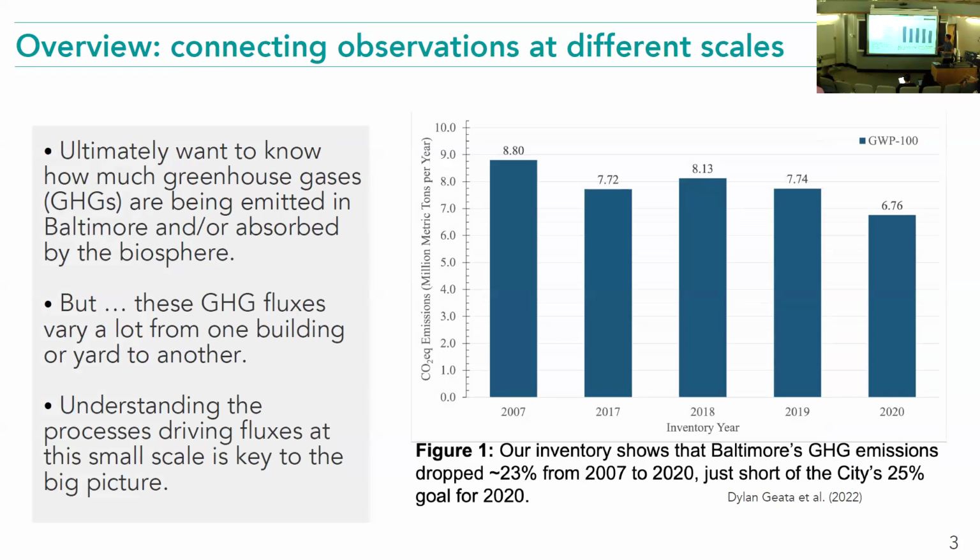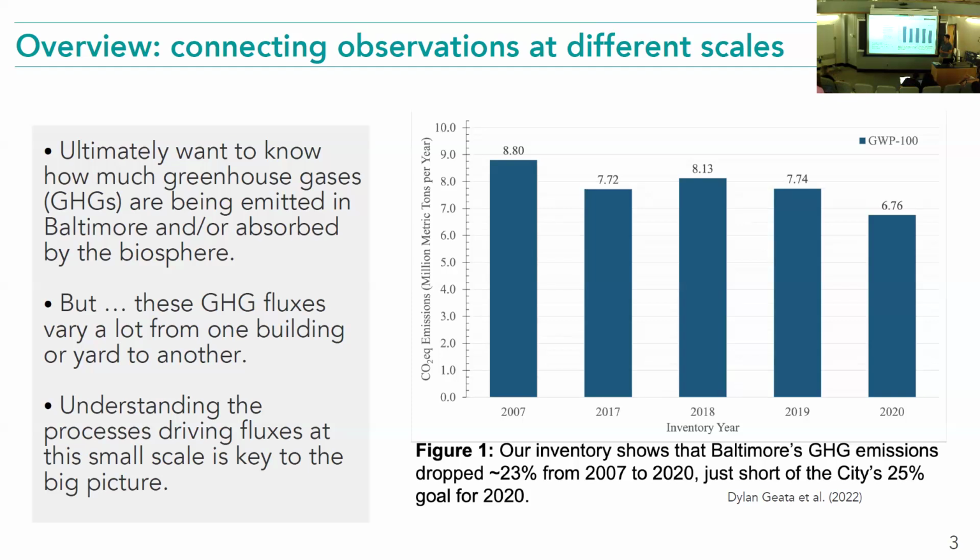across Baltimore. And over here on the right is an emissions inventory that Dylan Gata, a PhD student, put together for Baltimore. And you can see emissions in 2007, 17, 18, 19, and 20. So emissions have gone down a bit, but not dramatically so across the city. But of course, these emissions are going to vary a lot from one building to another, and fluxes are going to vary from one plant functional type or one neighborhood to another from the biosphere.